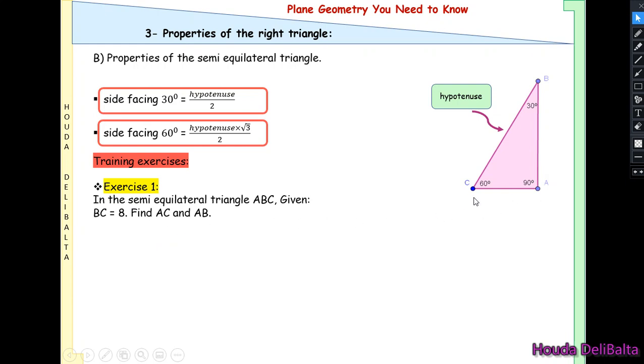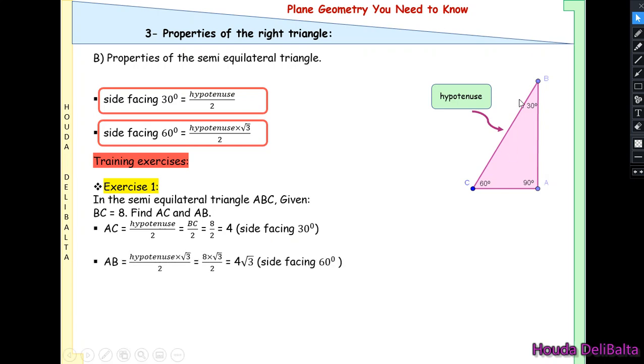Let's look at AC. AC is the side facing 30. Notice here is 30, it's looking at AC, like an eye looking at AC. So AC is equal to the hypotenuse over 2, which is the measurement of BC, given as 8, over 2, then it is 4. The reason is because it's the side facing 30.